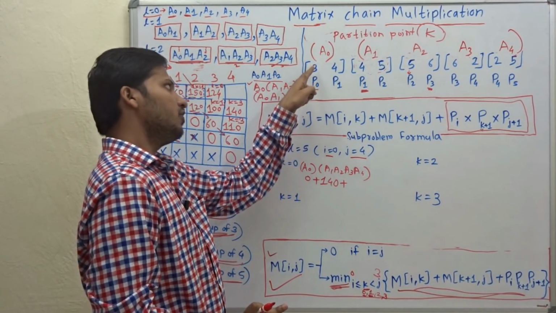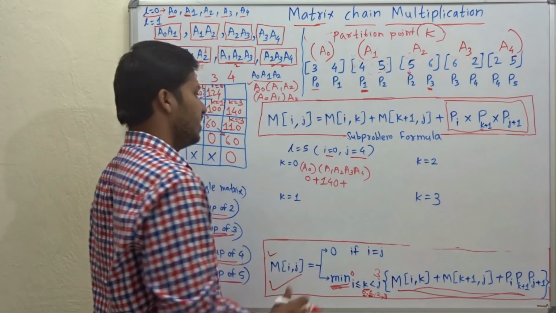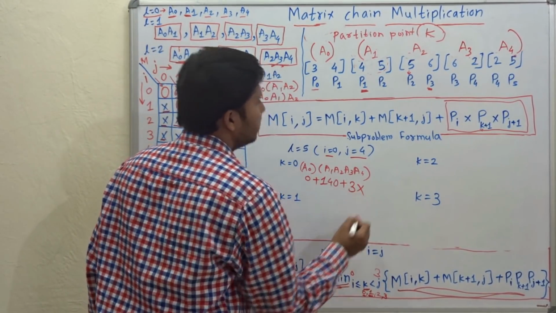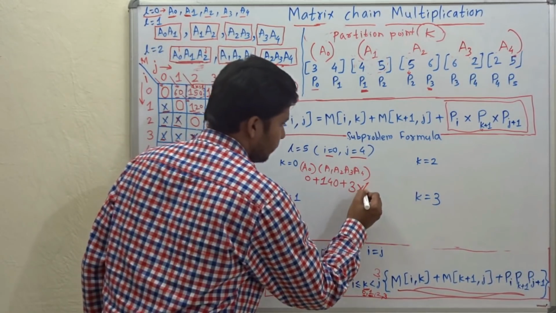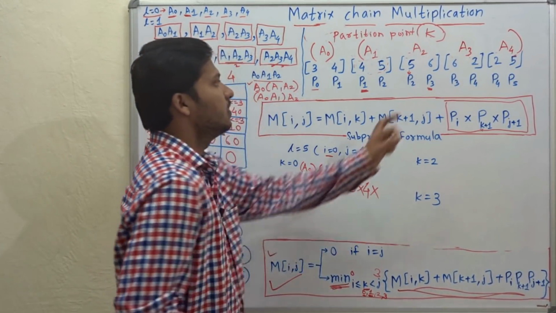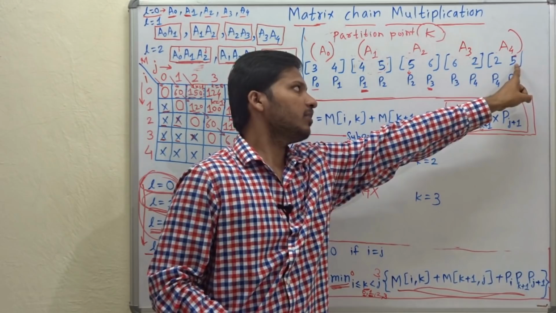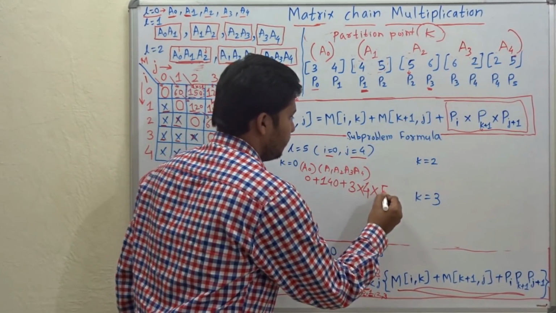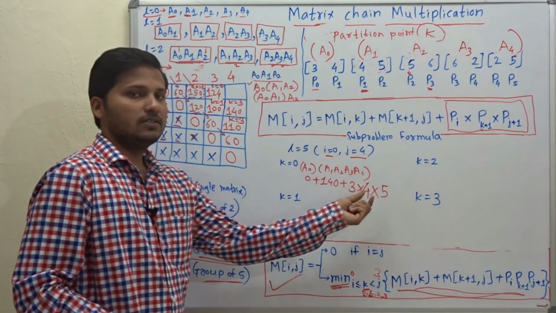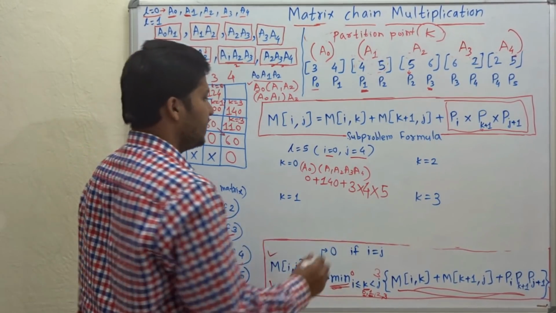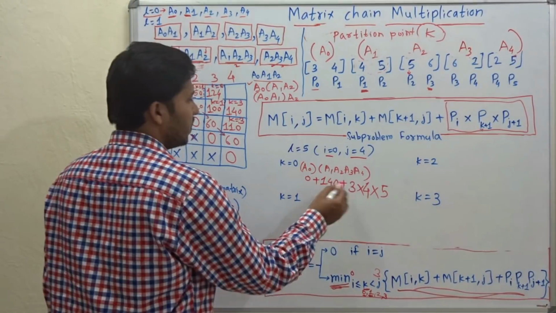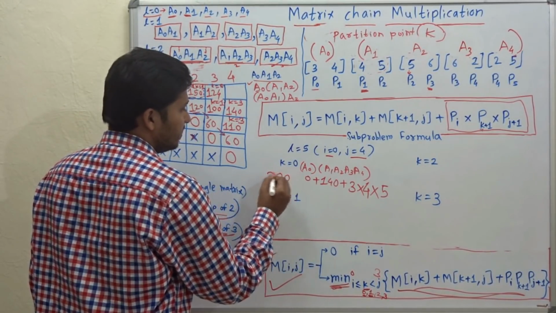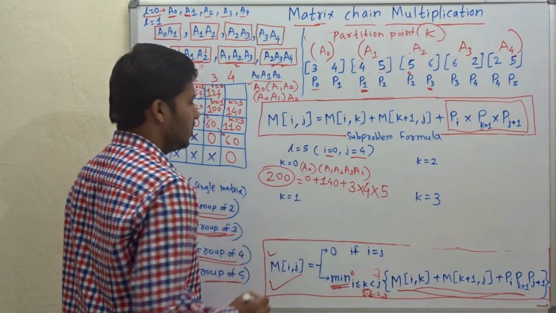So the first dimension of the first partition is 3, into the first dimension of the second partition, which is 4, into the last dimension of the second partition, that is 5. So 3 into 4 into 5. 3 into 4 is 12, 12 into 5 is 60. 140 plus 60 is 200, which is the total cost.